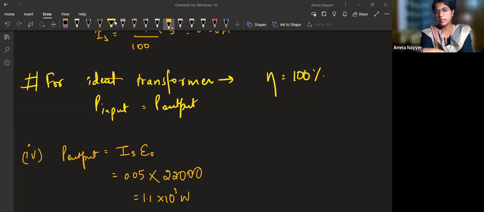Have all completed or only Astha has written? Just text me done in the chat column, all those who have written. Okay, I think most of you have completed.